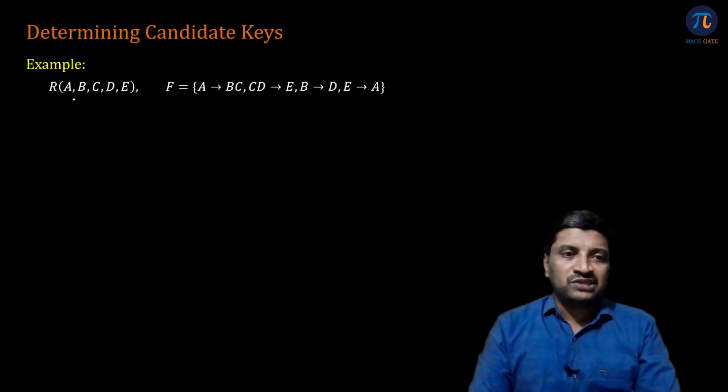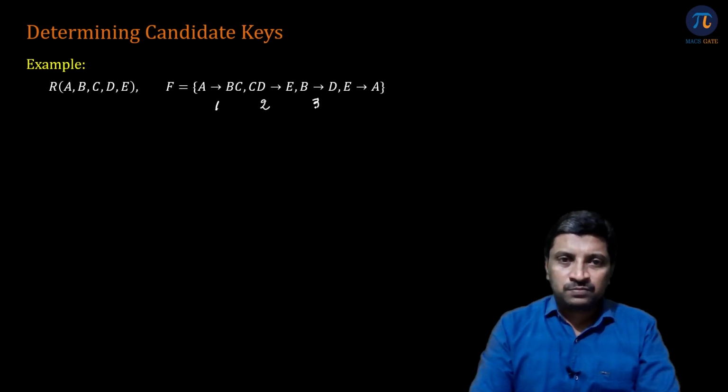Suppose we have a relation with 5 attributes A, B, C, D, E, and the functional dependencies are A implies BC, CD implies E, B implies D, E implies A. So let us give numbering 1, 2, 3, 4.